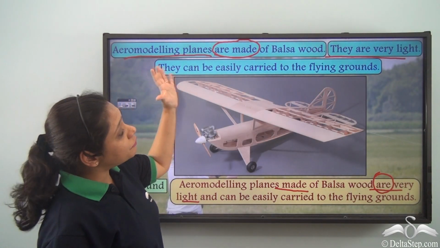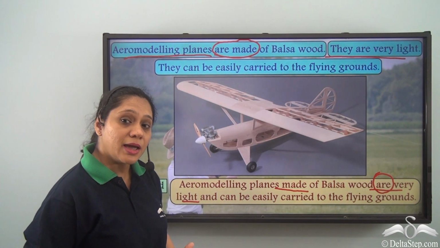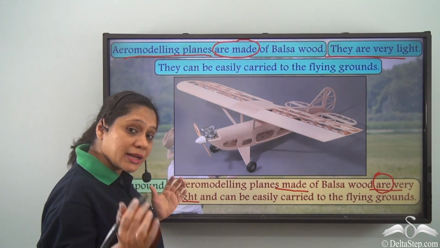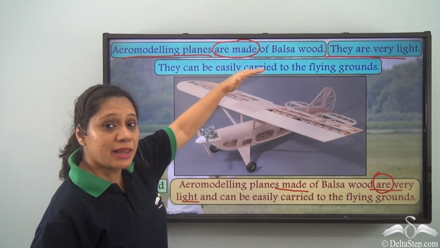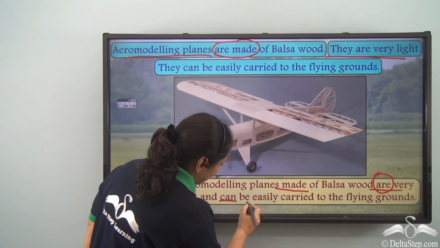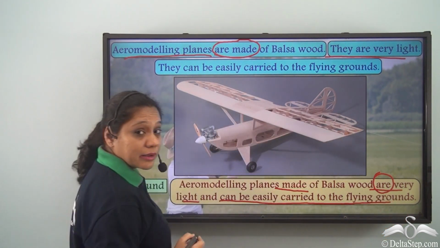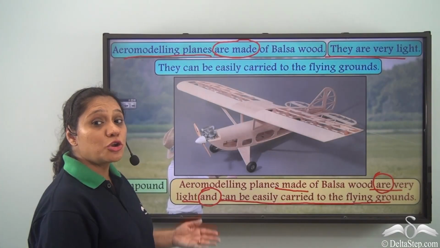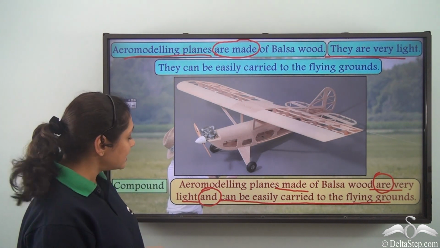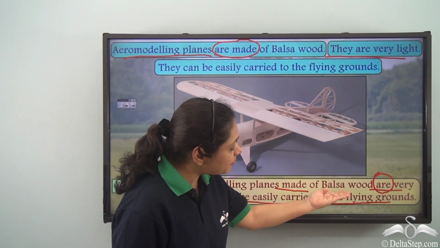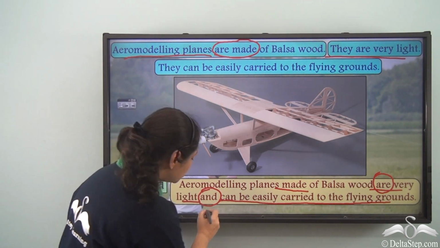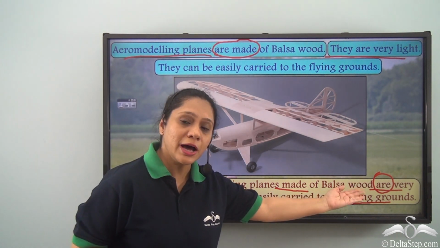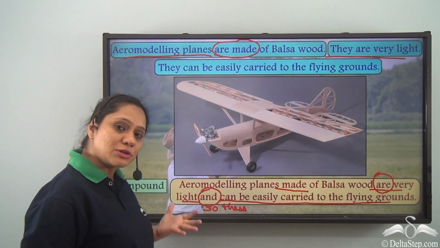So we have joined the first two sentences in such a way that we get one main clause out of it, and then that main clause we have joined with this main clause, can be easily carried to the flying grounds, with the help of a coordinating conjunction, and. Now you could have also written this sentence as, aeromodeling planes made of balsa wood are very light, so they can be easily carried to the flying grounds. This sentence also would have been correct.